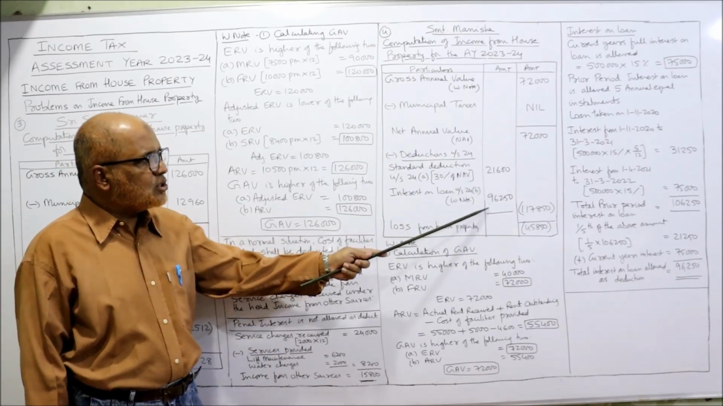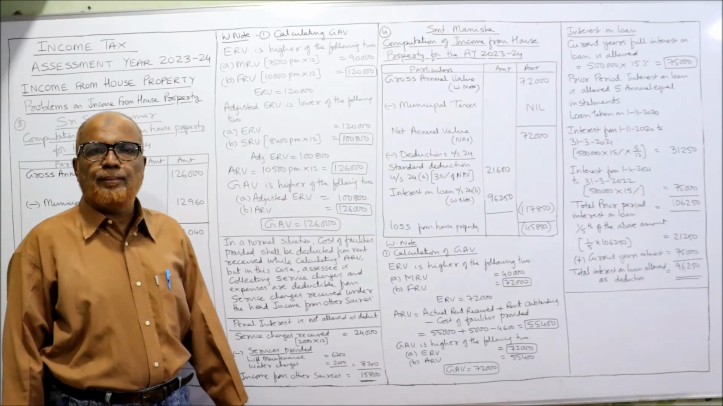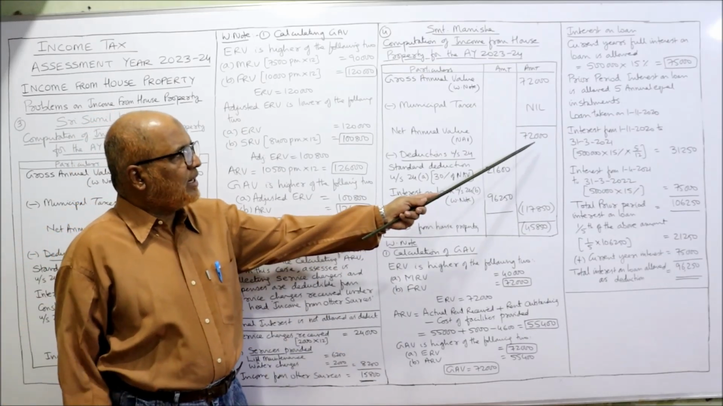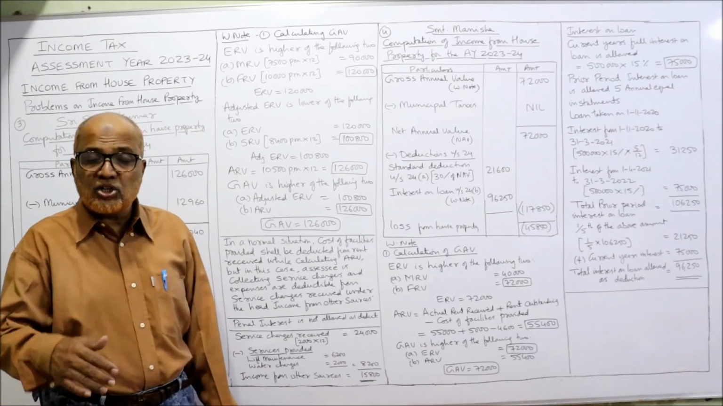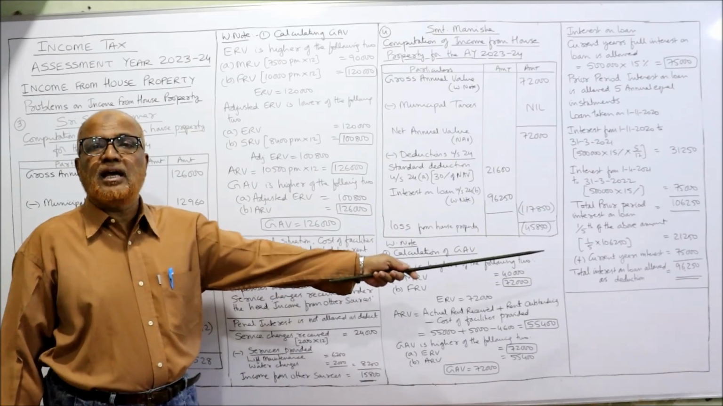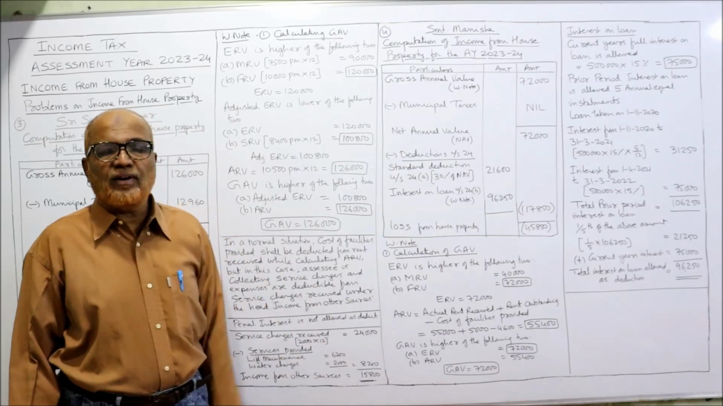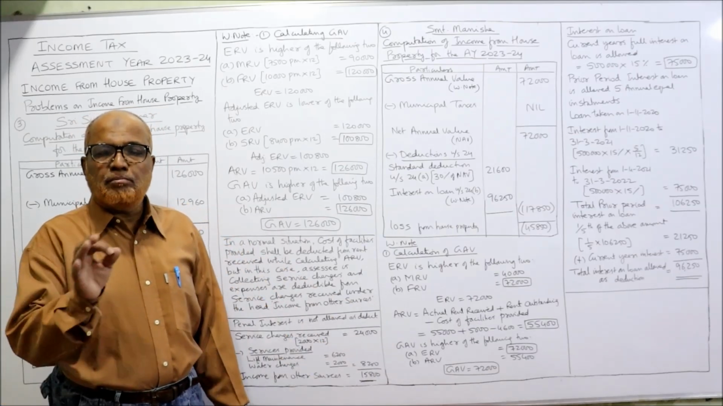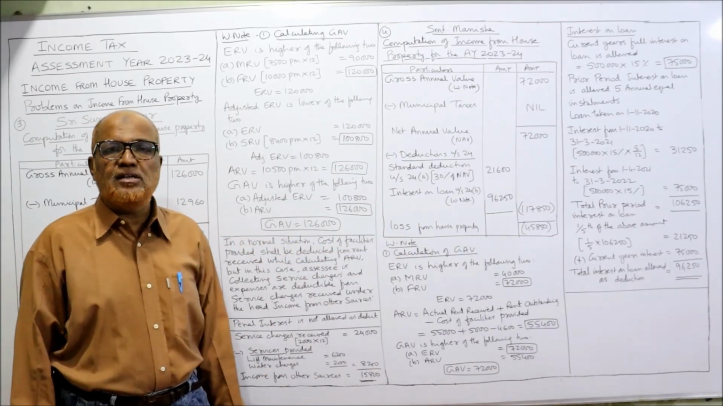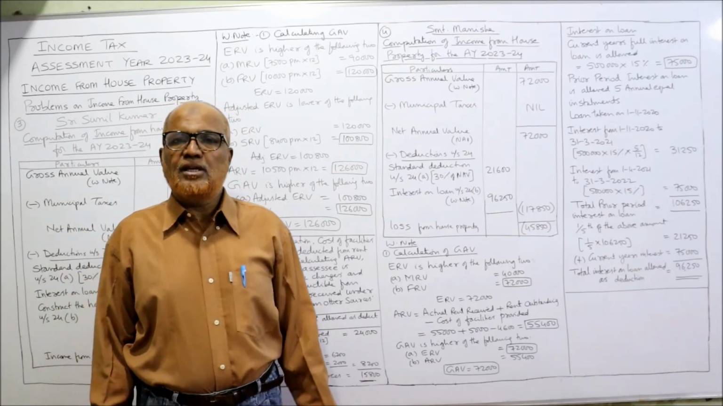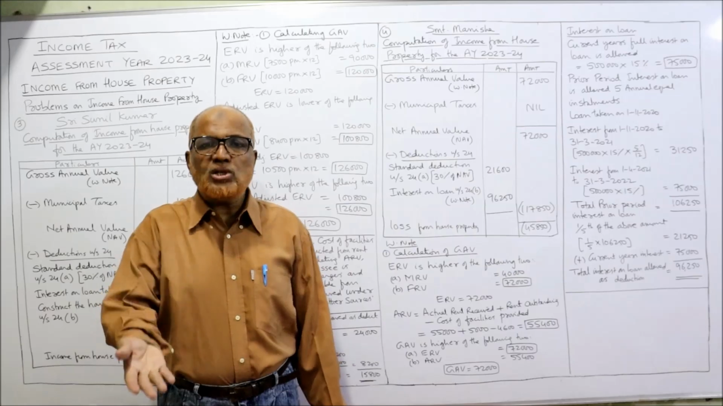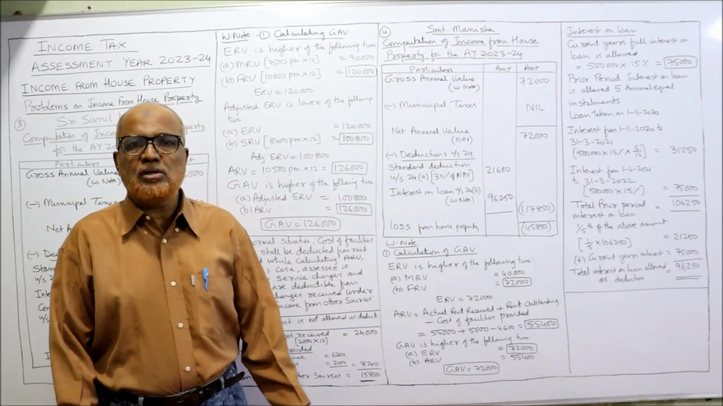Now take the total of these two amounts, 1,17,850. Now deduct: 72,000 minus 1,17,850. The deduction is more, so you are getting a negative figure: minus 45,850. This minus 45,850 is the loss from house property, not profit. There is no income. There is a loss from house property of 45,850.